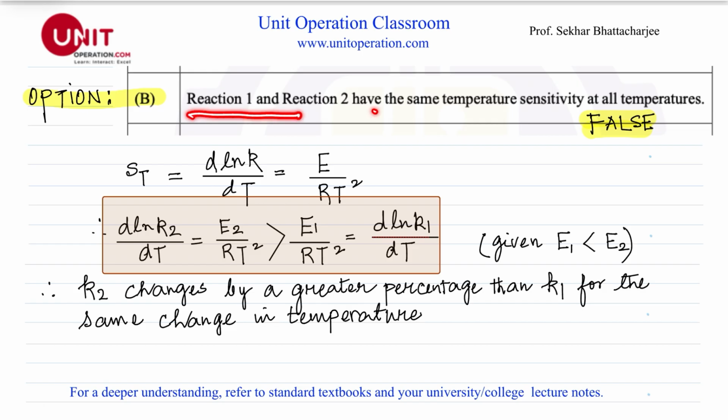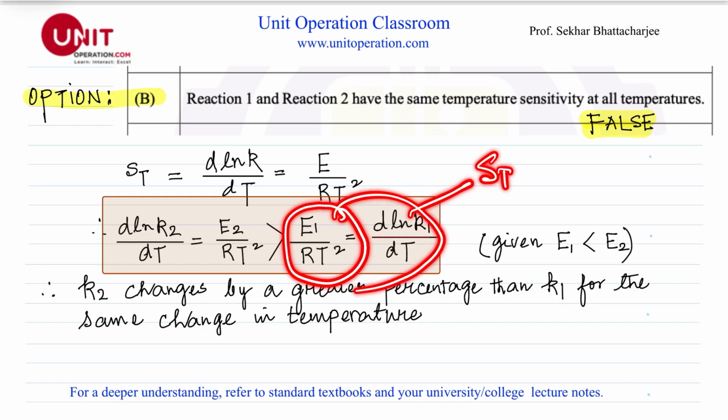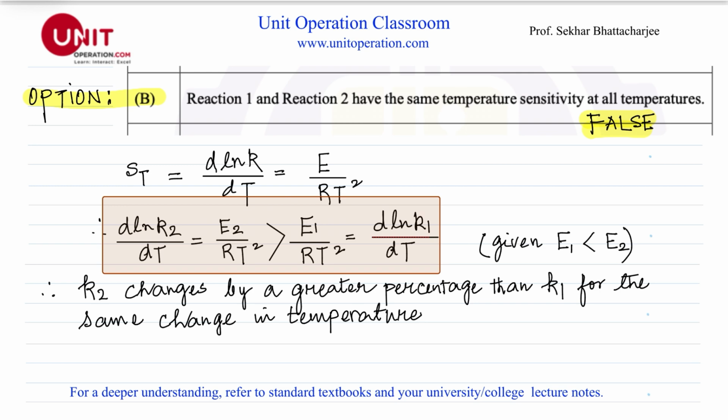Reaction 1 and 2 have the same temperature sensitivity. We have seen that since E1 is less than E2, this is basically the temperature sensitivity of reaction 2, and this is, of course, the temperature sensitivity of reaction 1. Since E1 is less than E2, we know that they are going to be different. So this is also false.